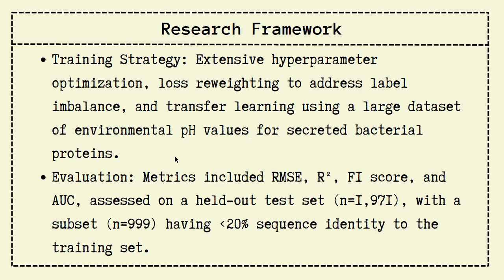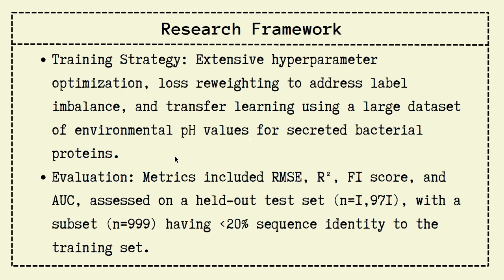Also, the training involved extensive hyperparameter optimization, where loss was designed to address label imbalance, and transfer learning using a large data set of environmental pH values for secreted bacterial proteins. The models were evaluated on a held out test set of 1971 sequences, with a subset of 999 sequences having less than 20% identity to the training set for robust generalization.